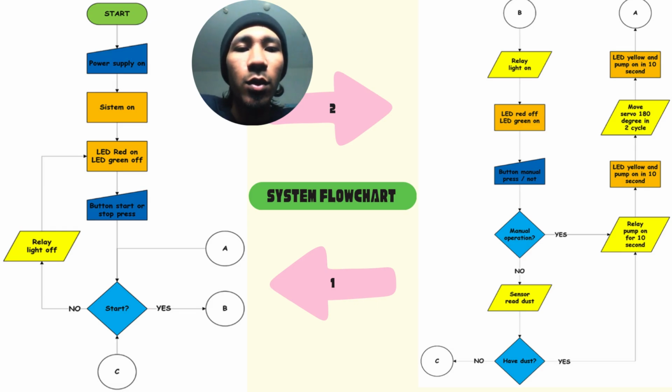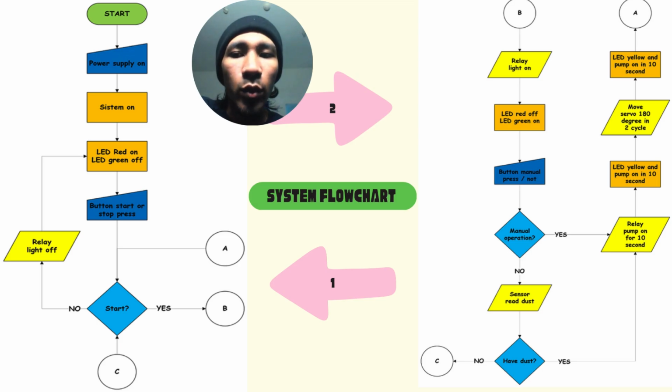I will explain about the system flowchart. So there are some symbols that represent its function. Oval as start or stop, arrows as connector, parallelogram as input or output, rectangle as process, diamond as decision.